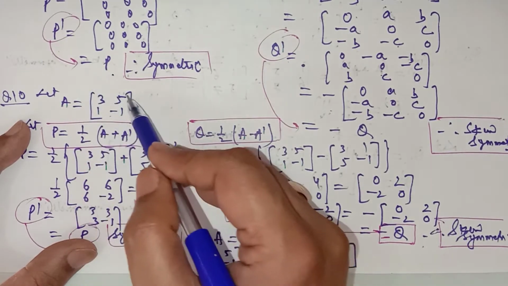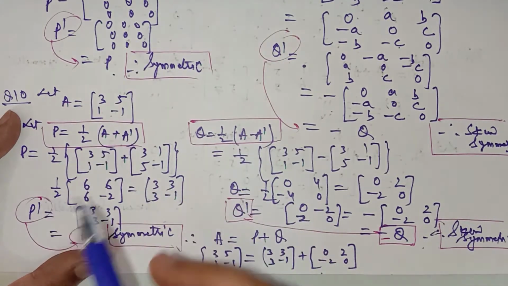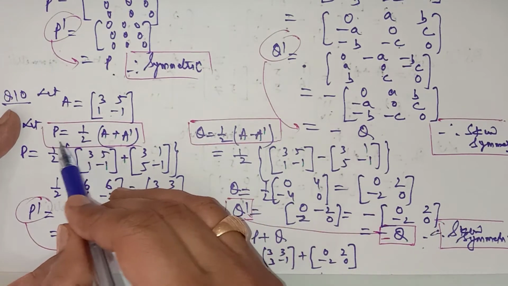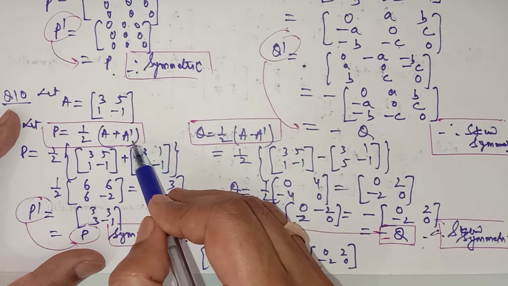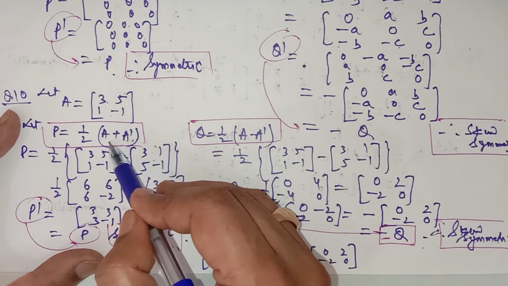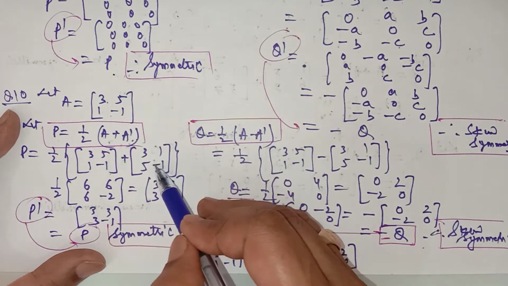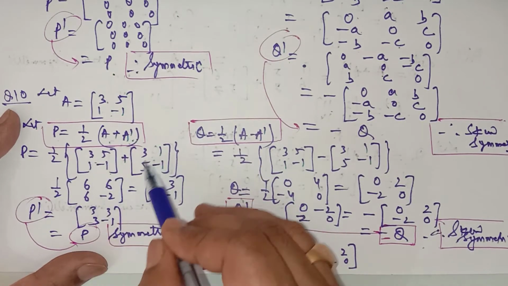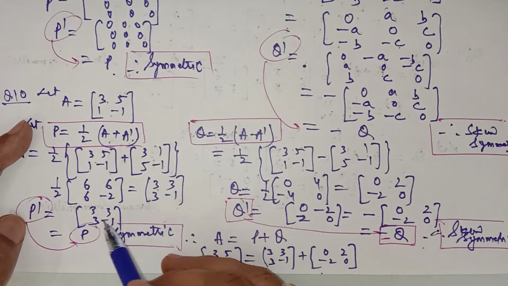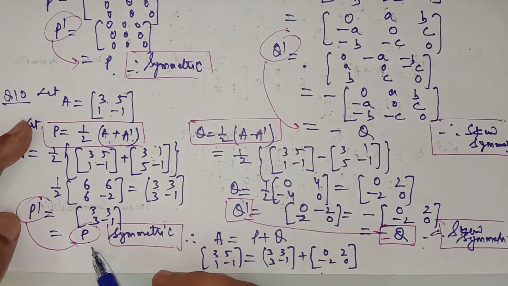break this into two matrices in which one is symmetric and another is skew symmetric. So I have let P is equal to half A plus A transpose. You know that half A plus A transpose is always symmetric. So replace the value of A as 3, 5, 1, minus 5, and A transpose. You know how to find the A transpose. Add these two, divided by 2, and find the transpose of this 3, 3, 3 minus 1, which is coming out to be P. That is, it is a symmetric matrix.